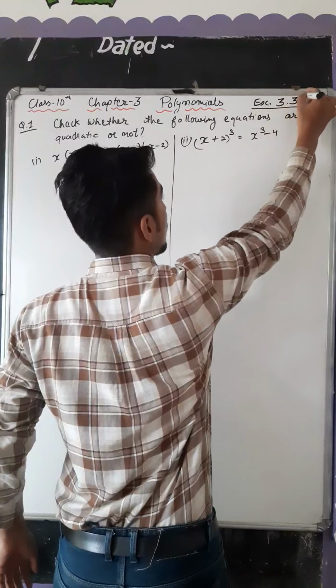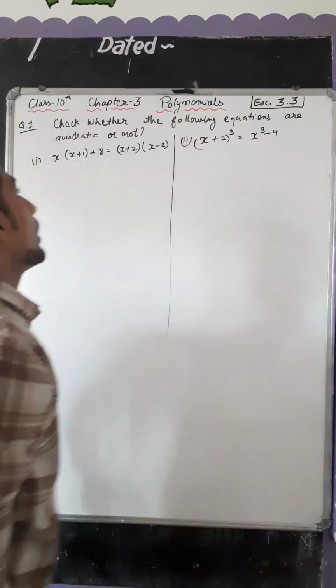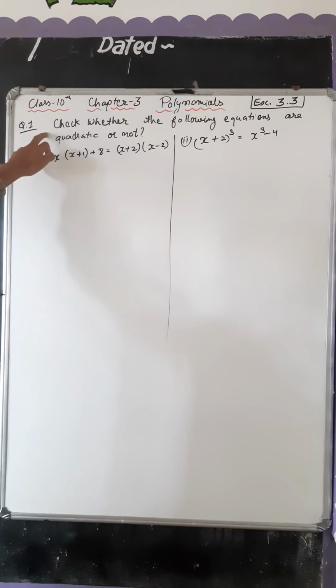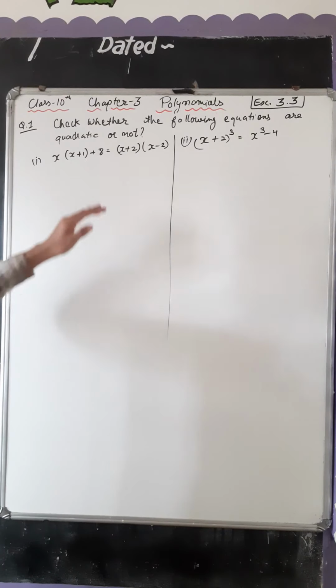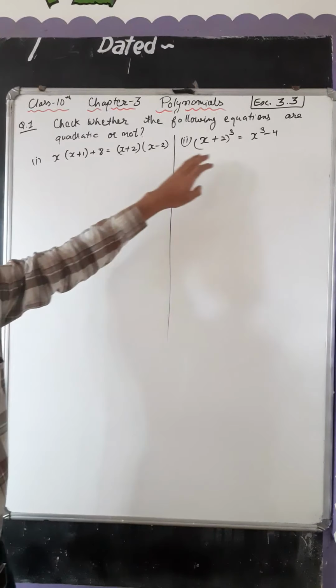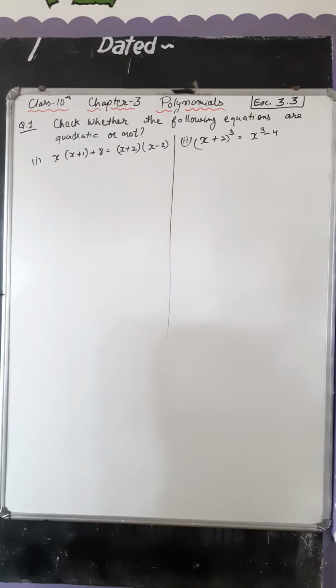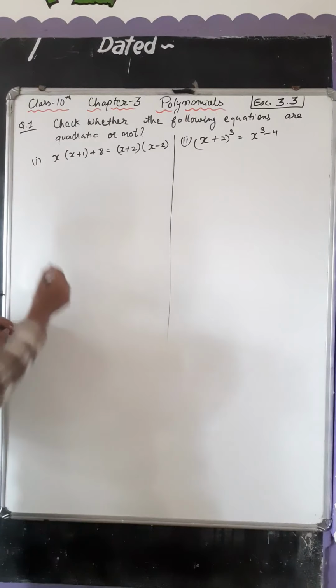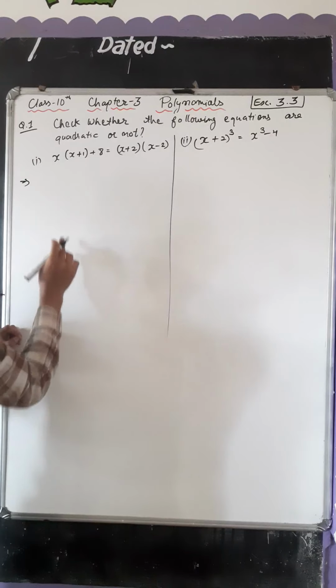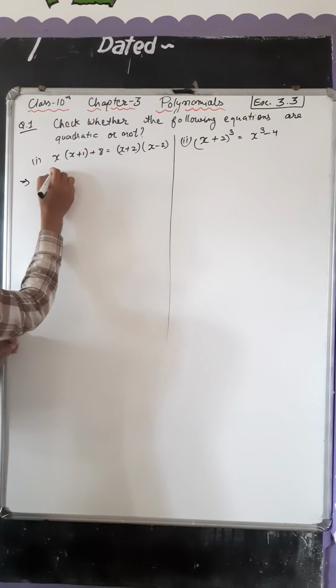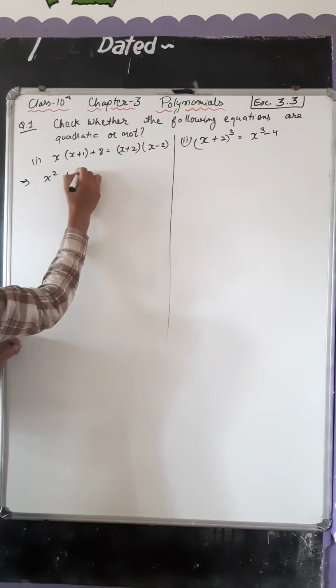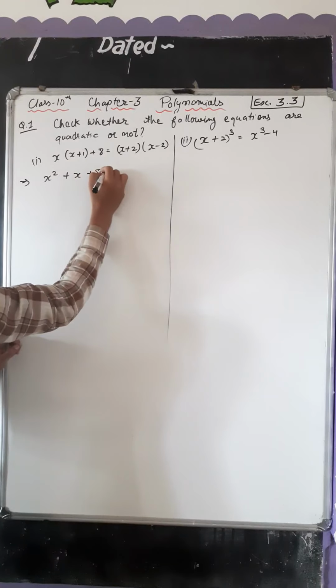Let's start our exercise 3.3. I am taking the first question. Check whether the following equations are quadratic or not. We have to check whether these form a quadratic equation or not. Solve this one. X into x is x square. X into 1 will be x plus a.